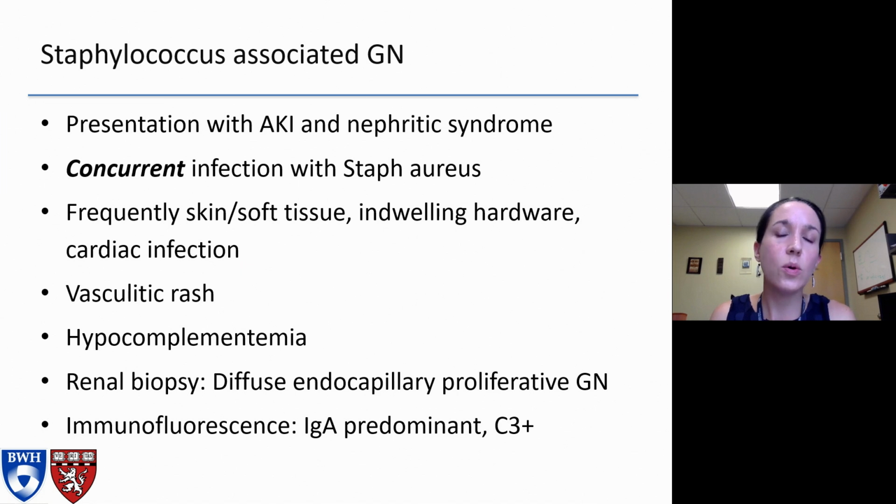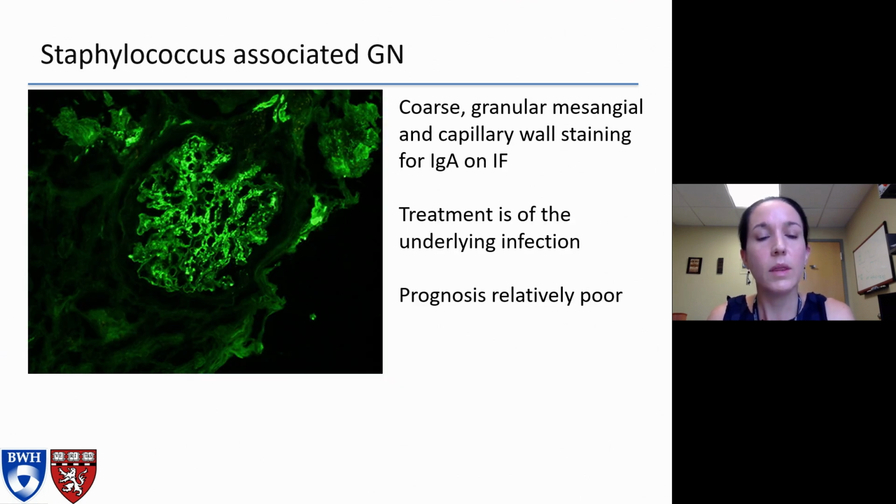And the biopsy shows a proliferative glomerulonephritis, so a lot of cells, a lot of activity, and there is a lot of IgA deposition on the immunofluorescence along with C3. And this is what we see on immunofluorescence, coarse, granular, both mesangial and capillary wall staining for IgA. The management is treatment of the underlying infection, so you treat with antibiotics, but the prognosis is relatively poor. Patients tend not to do well with this condition.